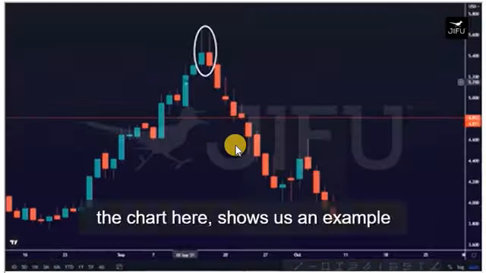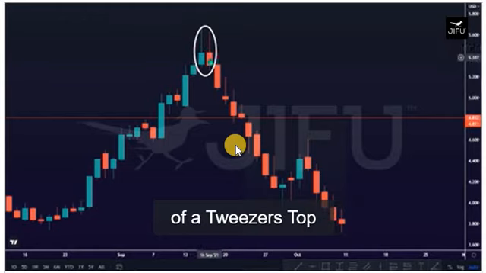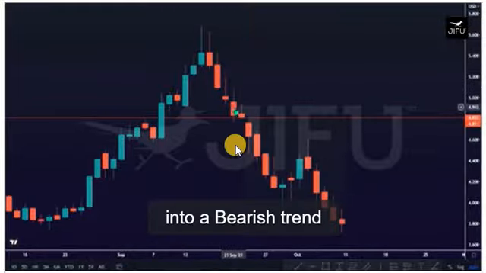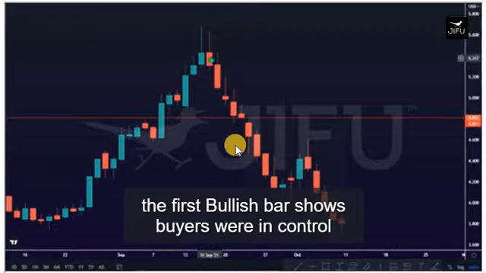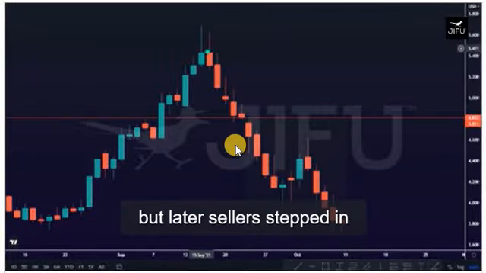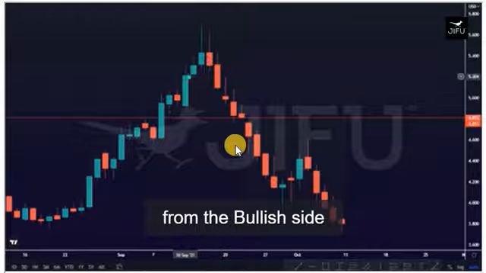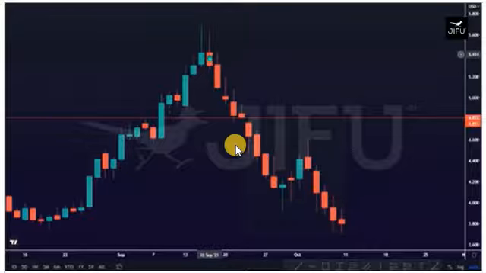The chart here shows us an example of a tweezers top. We can see how it reversed the bullish trend into a bearish trend. The first bullish bar shows buyers were in control, but later sellers stepped in and shifted the market from the bullish side to the bearish phase.